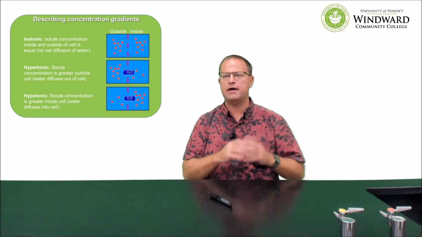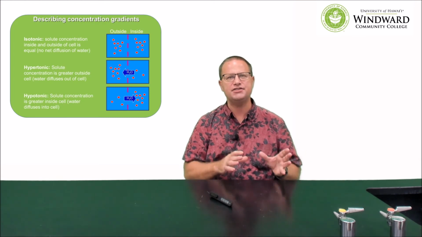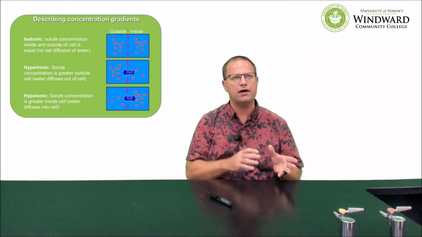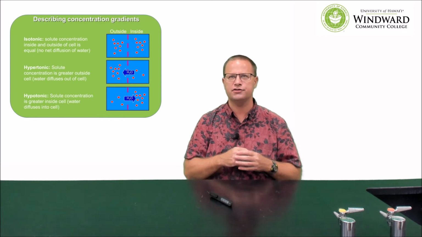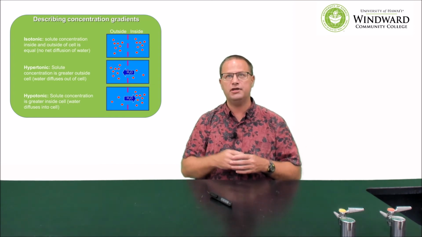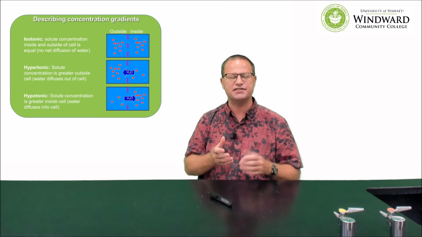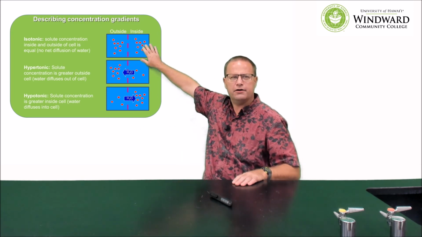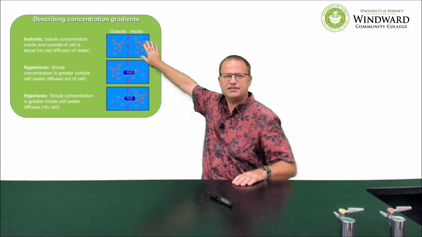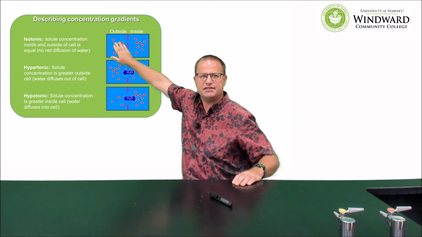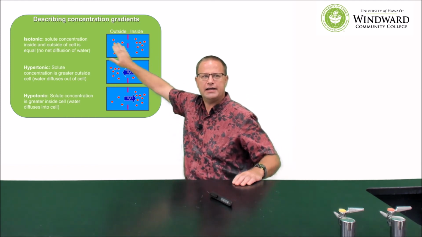Okay, while we're on the topic of osmosis, we need to talk about tonicity. Now, tonicity is a comparison of the relative solute concentration between two solutions or between what's inside of a cell and what's outside of a cell. So take a look at the figure up here at the top. What we can see is we have a cell right here, and then we have outside of the cell right here. So intracellular and extracellular.